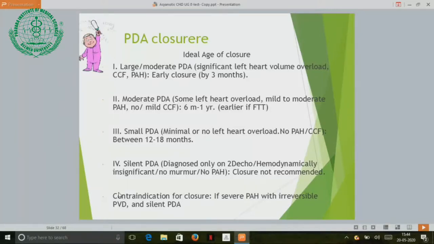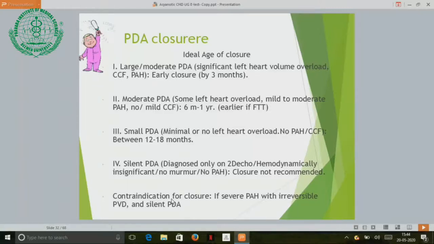Small PDA, we can close at 1 to 1.5 years of age. Tiny PDA without any symptoms, an incidental detection on echocardiography, there is no PH, closure is not recommended. So it is decided by the cardiologist who is performing the 2D echocardiography.